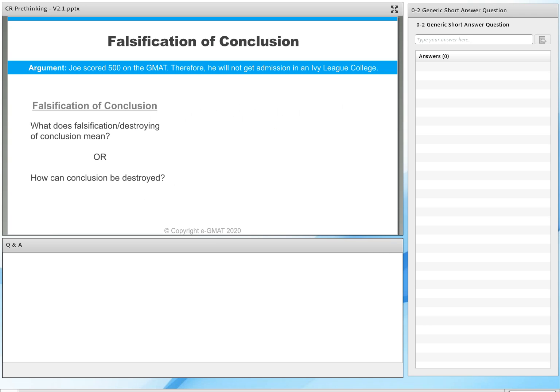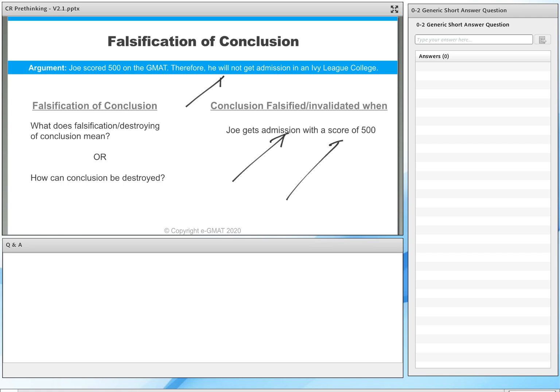Okay. So we're going to use the same argument that we were using, and we're going to look at this and say, okay, how do we apply this understanding to evaluate statements and figure out which one's correct and which one's not? So what does falsifying the conclusion mean? Falsifying the conclusion means that Joe, in the context of this argument, gets admission despite not scoring higher than 500, or Joe gets admission with a score of 500. Everyone's clear? If this happens, then my conclusion breaks down.